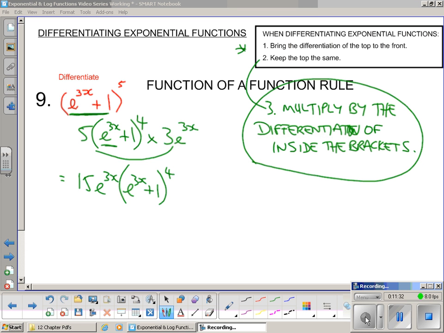So there we've seen a variety of differentiating with respect to exponential functions. Not a whole lot different to normal differentiating. We sometimes have to use the product rule and the quotient rule and the function of a function rule. When we are differentiating an exponential, though, the differentiation of the top comes down the front and the top stays the same. Other than that change, we're really setting them out like most other differentiations that we've seen before.